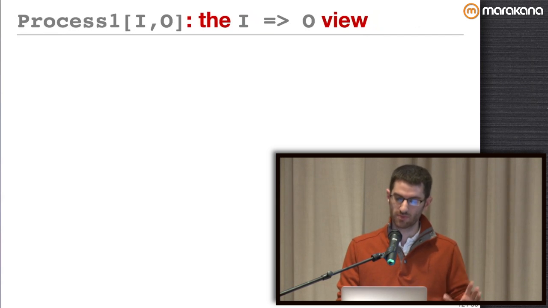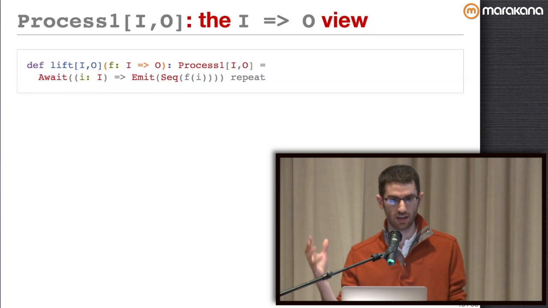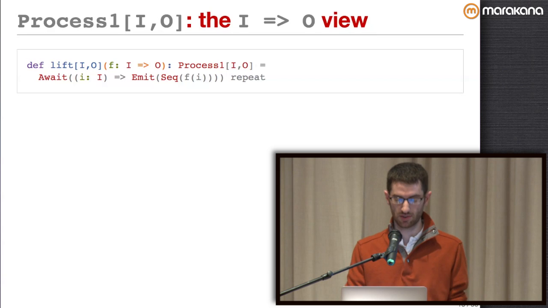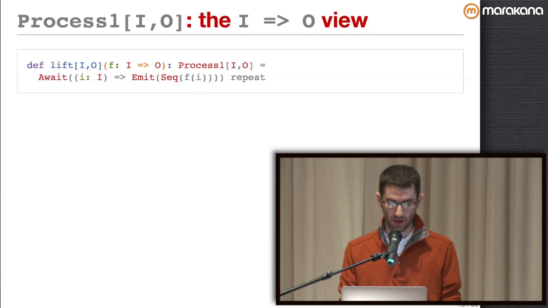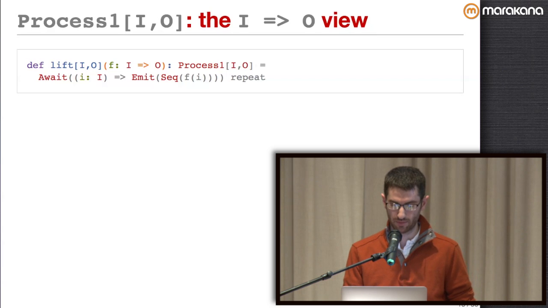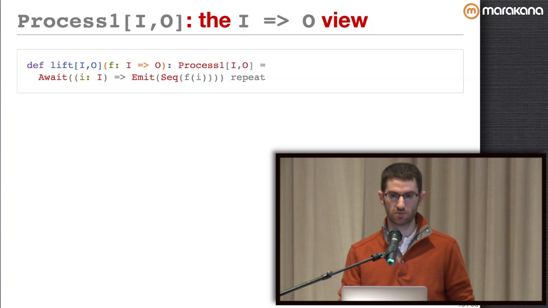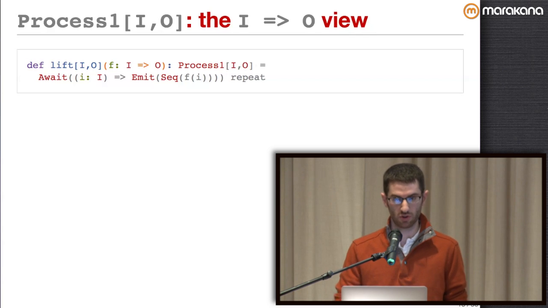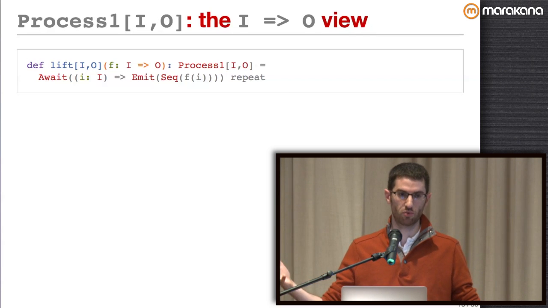On the other hand, a process behaves a little bit like a function from I to O, and there are analogous operations defined for process. We can lift any function from I to O to be a process. You can see the way it's defined. We await, get back the I, then we emit the function applied to that I, and then we repeat. This is making use of that repeat combinator that I showed before. And we're just going to keep doing that until the input stream runs out of elements.